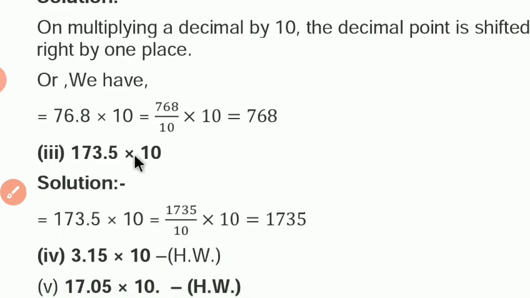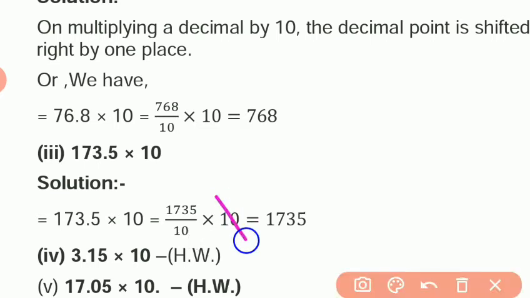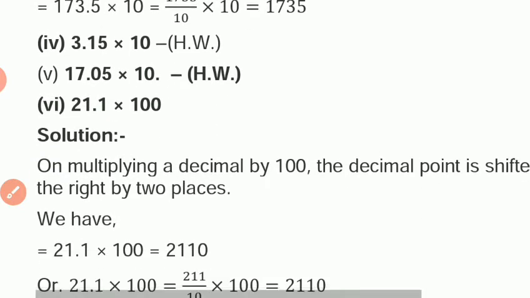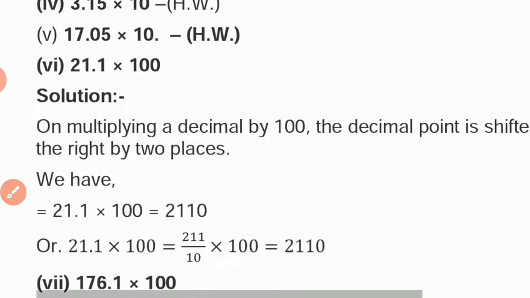Now the third one, 173.5 into 10. First is to remove the decimal. If you remove the decimal point, we have to count the numbers after the decimal. How many digits are there? Only one. So how many zeros will come in the denominator? 1 0. And we have to multiply by 10. So 10 is cut by 10. So the remaining number is 1735, and this is the answer. Same for the fourth and fifth.